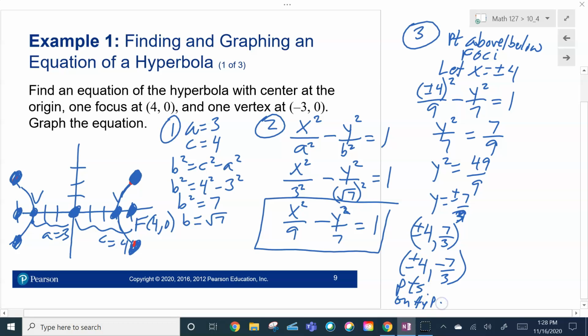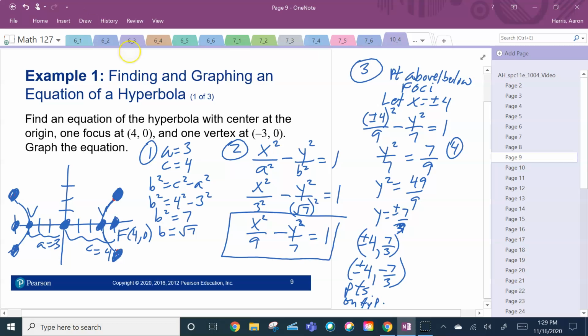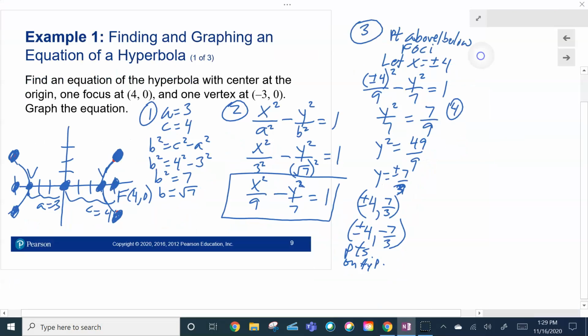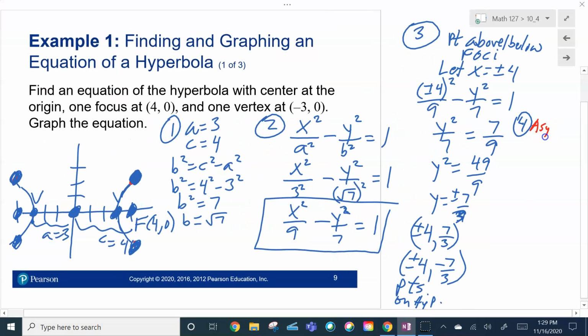Okay. Now the last thing I want to do is draw my asymptotes. So for the asymptotes, we know that b is root 7. Okay, that's on my conjugate axis. Now root 7 is between root 4, which is 2, and root 9, which is 3. So it's between 2 and 3, it's like 2.6-ish or so.